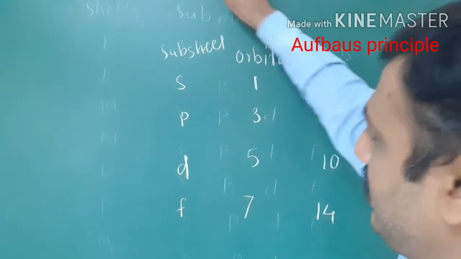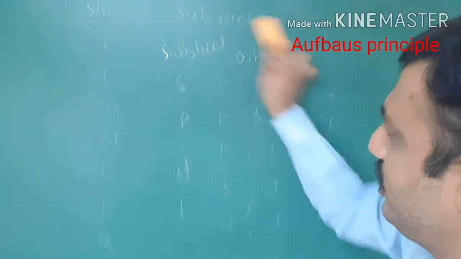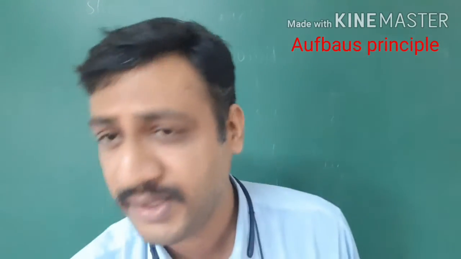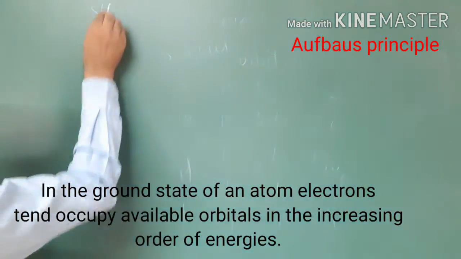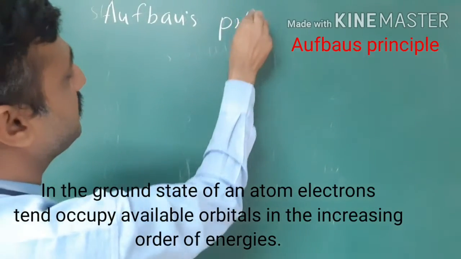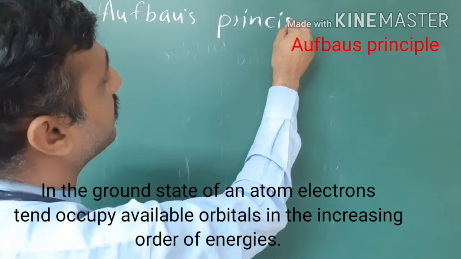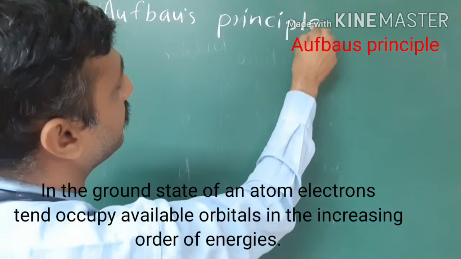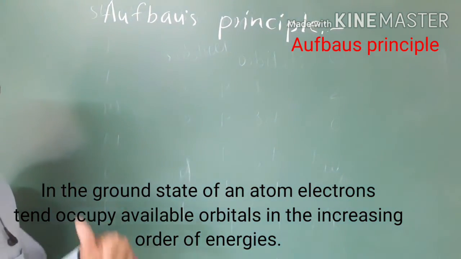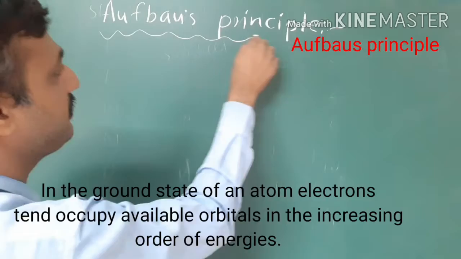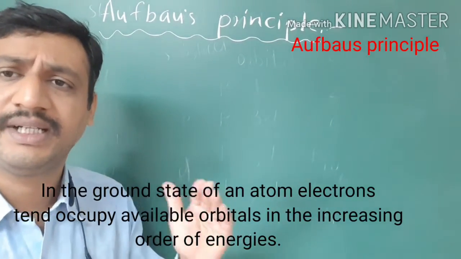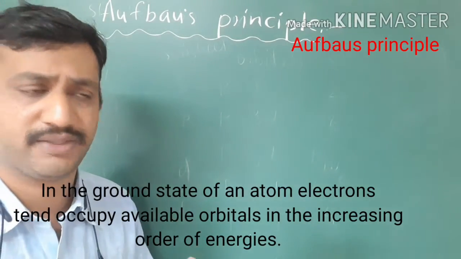Now we are going to learn 3 important rules about the distribution of electrons around the nucleus. The first one is the Aufbau's principle. Aufbau is a German word which means building up. The Aufbau principle gives us an idea how the electrons get distributed in the different subshells, what is their sequence.